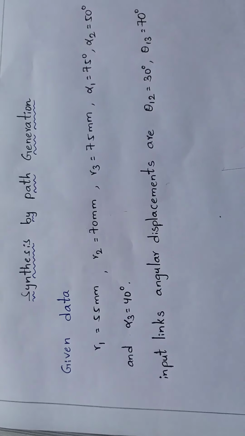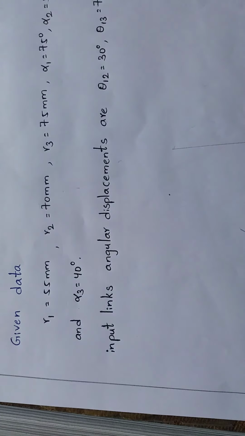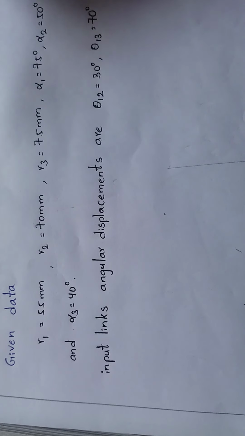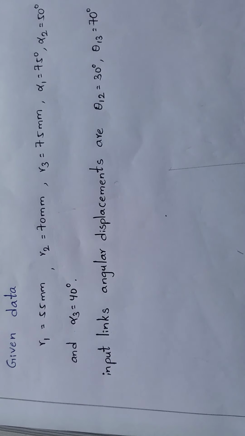Hello everyone. In this video we'll discuss the synthesis of a 4-bar mechanism by path generation. The given problem data is the 3 coupler links. They are of various lengths: 55 mm, 70 mm, 75 mm, and at their respective angles of 75 degrees, 50 degrees and 40 degrees with the horizontal. And also the input angular displacements are given: 30 degrees and 70 degrees.